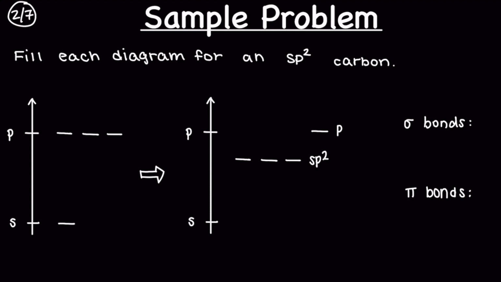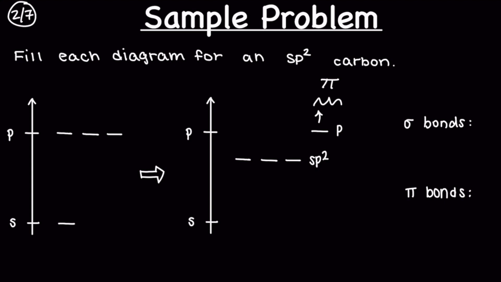The second problem now says to fill each diagram for an sp2 carbon. Now, remember, when we have sp2 hybridized molecules, that means that we're going to have a double bond. So right off the bat, I'm just going to put in 1 electron in that p orbital to be half filled, and that is going to signal our pi bond. And pi bonds are what makes single bonds into double or triple bonds. Because we have just one of these p's, that means that we're going to have 1 pi bond making our single bond into a double bond.